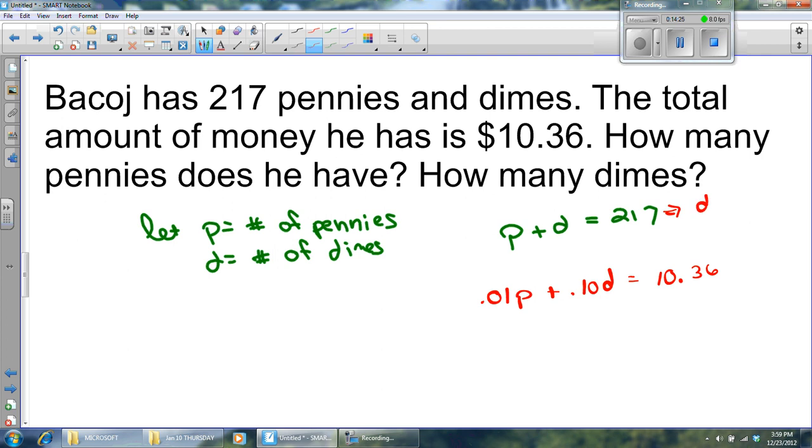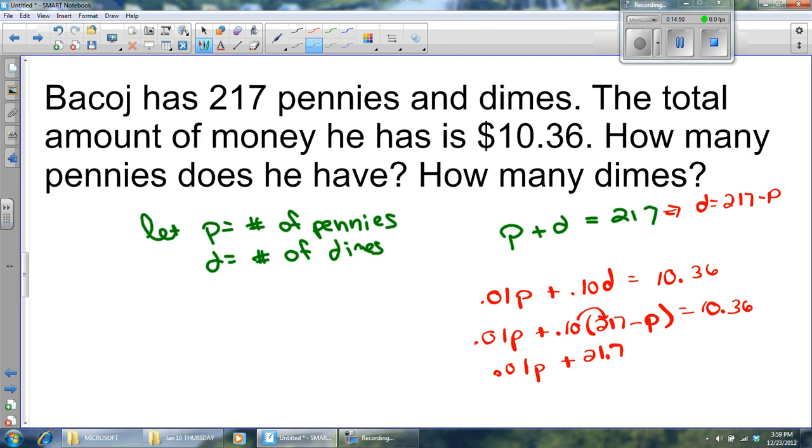I think I'm going to solve for D. So D is going to equal 217 minus P. We get 0.01P plus 0.10 times (217 minus P) equals 10.36. 0.01P plus 10% of that is 21.7. I'm just distributing now in case you're wondering. I have minus 0.10P equals 10.36.